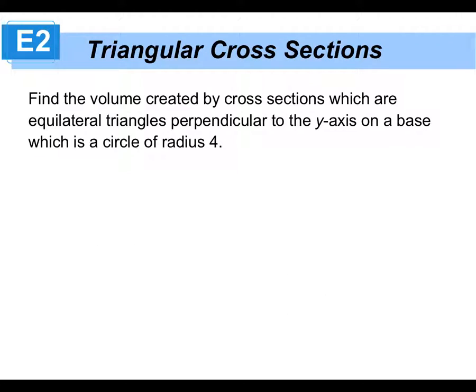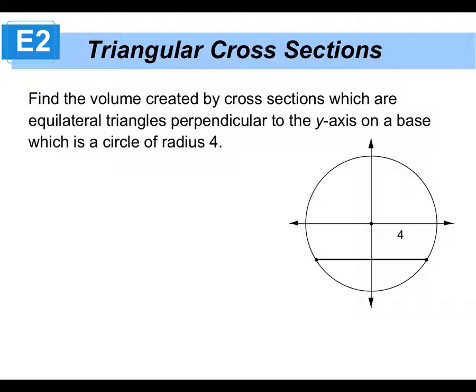All right, let's try another one then. This one will get a little nastier. This one will be similar to the one I showed you in Sketchpad. We're going to start with a circle with a radius of 4, which hopefully you can visualize in your head. And we are going to create a cross section with equilateral triangles perpendicular to the y-axis, on a base with a circle of radius 4. There we go. There's my circle radius 4. There's my equilateral triangle. So again, visualize that equilateral triangle sticking up out of the board at you.